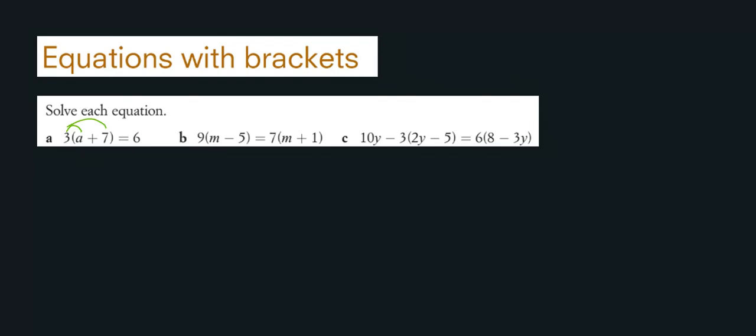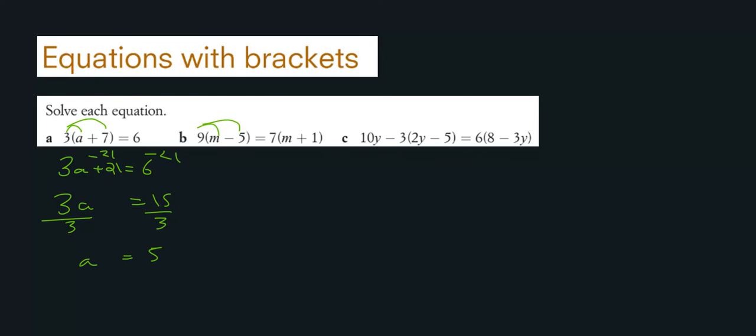Let's expand this bracket. So we've got 3a plus 21 is equal to 6. Subtract 21 from both sides. So we've got 3a is equal to 15. Divide by 3 both sides. So we get a is equal to 5.